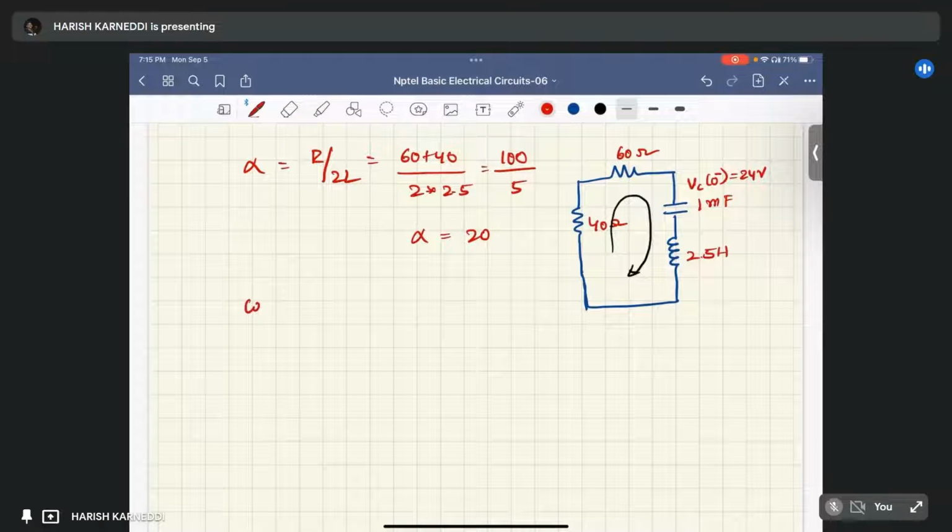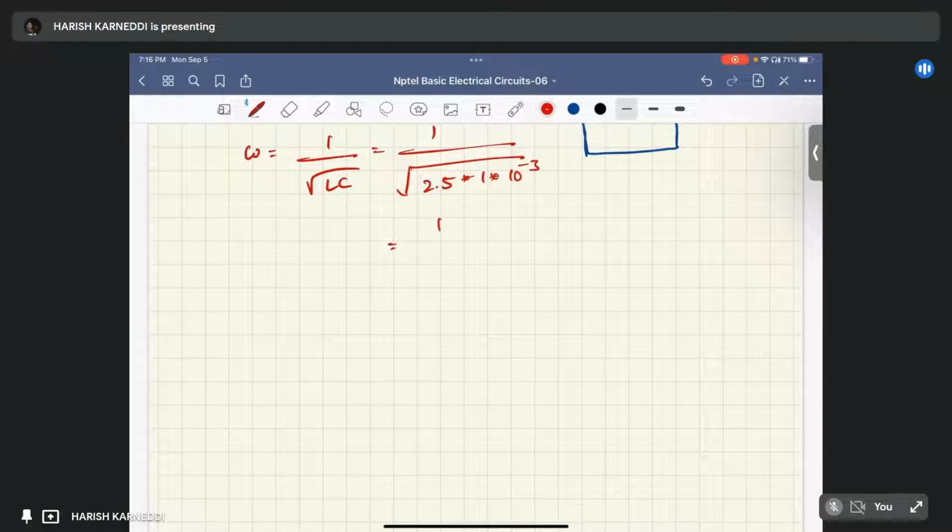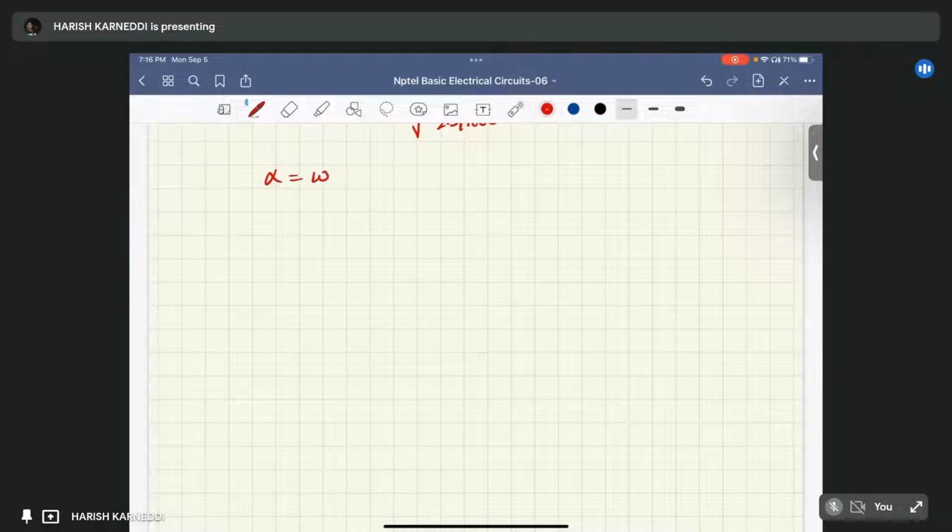Coming to the omega, what omega equal to 1 by root LC equal to 1 by, what's the value of L? It is 2.5 Henry and capacitance value is 1 milli. Which is also 1 by square root of 2.5 by 1000, which you can write. Okay, right? So here alpha equal to omega.